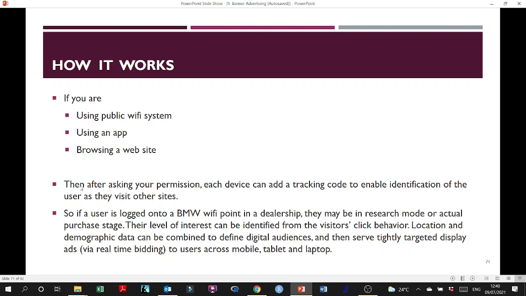Then after asking your permission, each device can add a tracking code to enable identification of the user as they visit other sites. So if a user, for example, is logged onto a BMW Wi-Fi phone in a dealership somewhere in Tokyo, they may be in research mode or actual purchase stage in that dealership. Their level of interest can be identified from the visitor's click behavior.